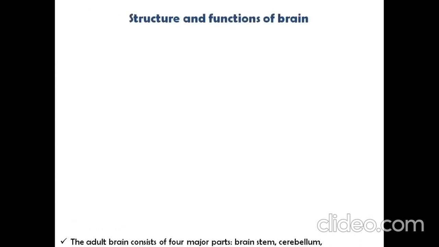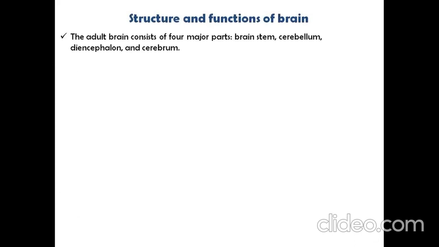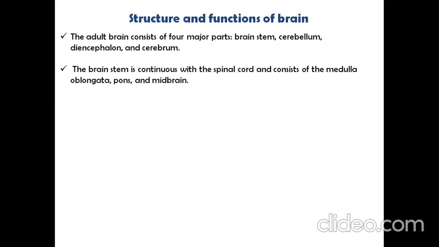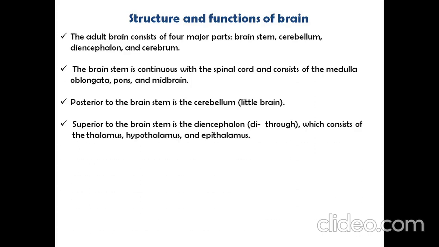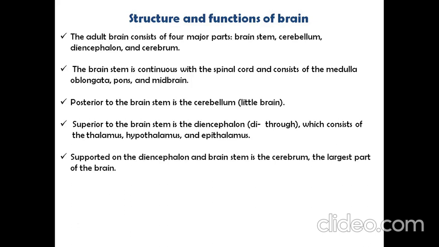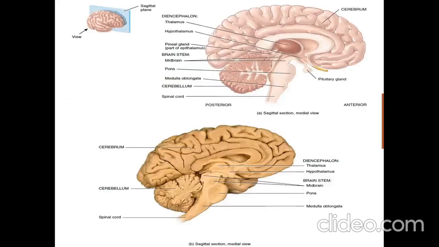Now the structure and function of the brain. The adult brain consists of four major parts: brainstem, cerebellum, diencephalon and the cerebrum. The brainstem is continuous with the spinal cord and consists of the medulla oblongata, pons and the midbrain. Posterior to the brainstem is the cerebellum, which is the little brain. Superior to the brainstem is the diencephalon, which consists of the thalamus, hypothalamus and the epithalamus. Supported on the diencephalon and the brainstem is the cerebrum, which is the largest part of the brain.